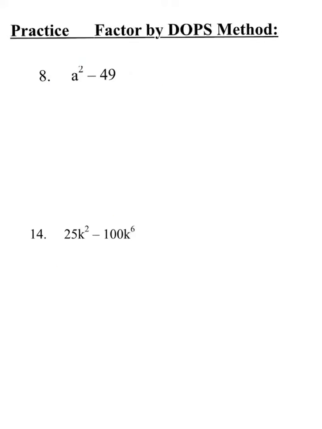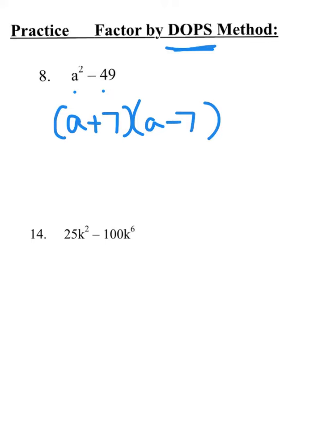Alright, on this page here, we're going to go to number 8. We're going to start doing the DOPS method right up here. Difference of perfect squares. Well, we've already covered this in class this year and talked about a bunch of them, especially with our Pythagorean identity. So we already know that a squared minus 49, that's a perfect square, that's a perfect square, and I've got a subtraction. So real easy. A squared is A and A. 49 is 7 times 7, and one of them has to be plus, one's minus, and it doesn't matter the order. I just happen to like plus and then minus.